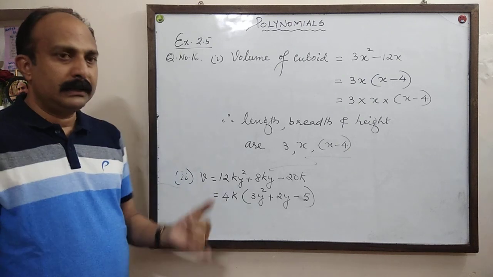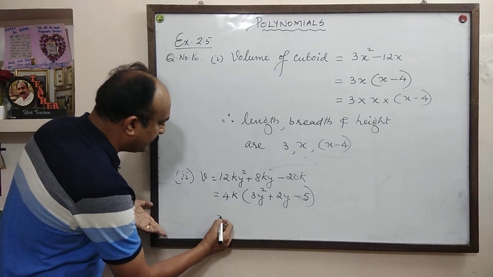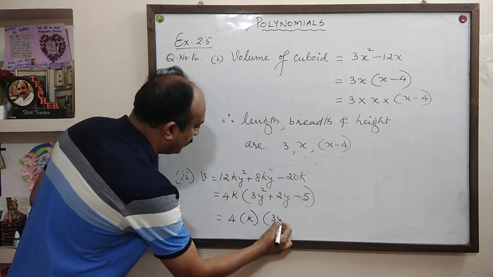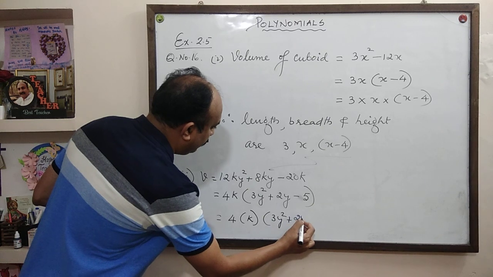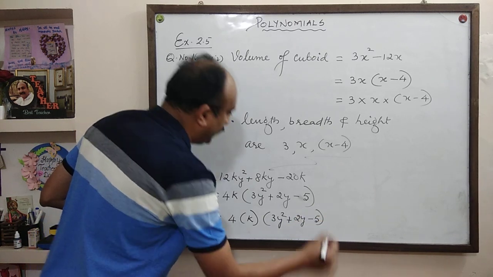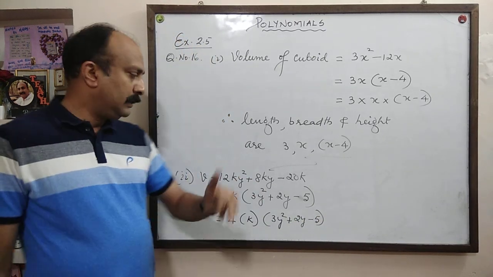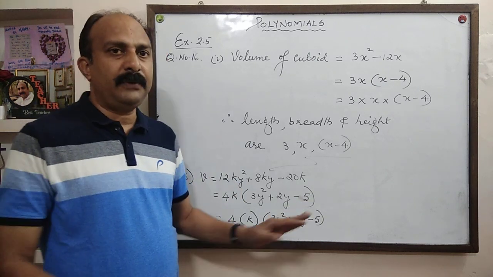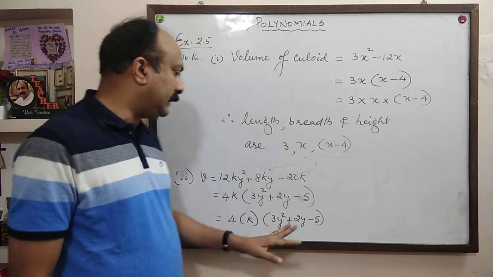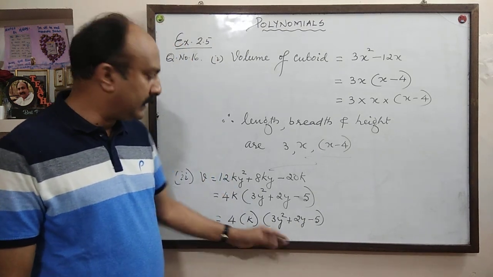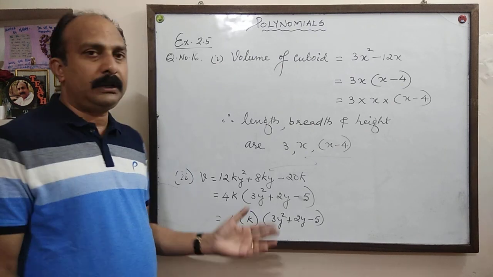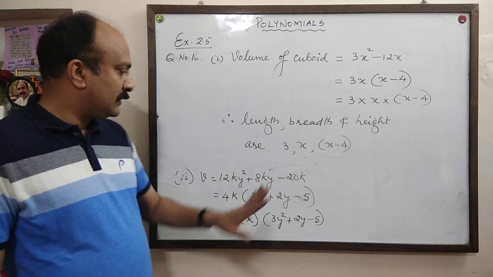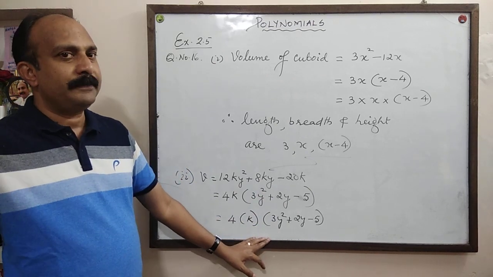Either you leave it here. The three factors are 4, second factor is k, third factor is 3y square plus 2y minus 5. Or else you can continue. I don't know whether it is possible or not. If this can be further factorized by splitting the middle term, you will get two more factors here. In that case, you take 4k together as one factor. This and these are the second and third factor. So that is the end of this exercise.